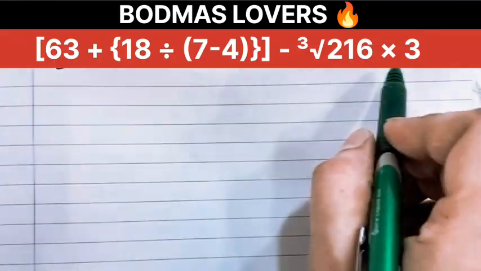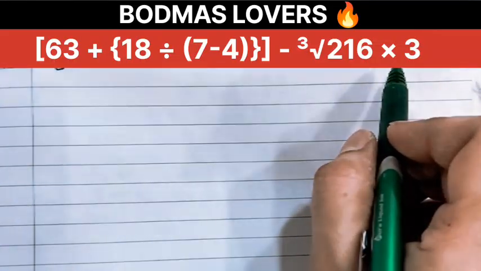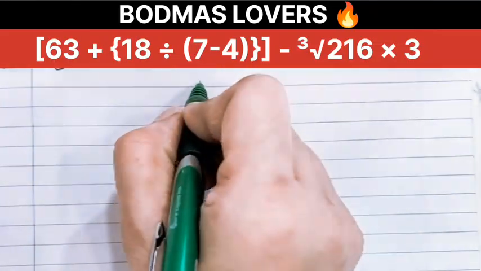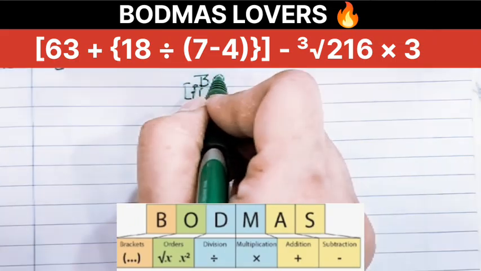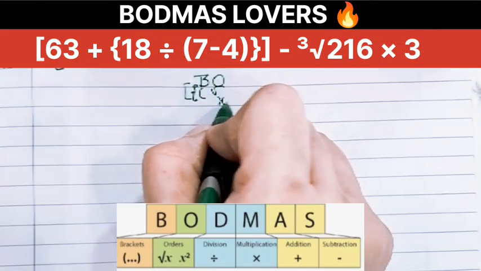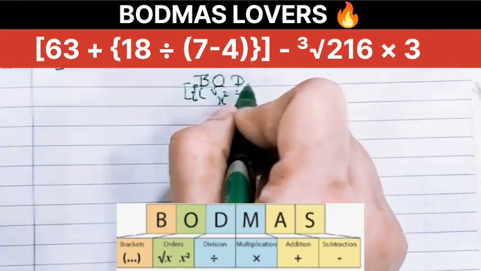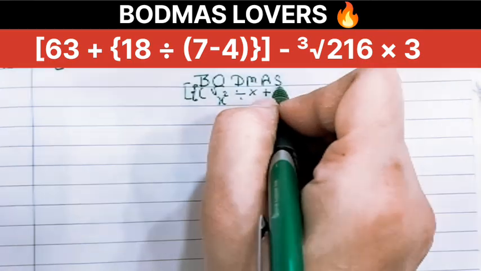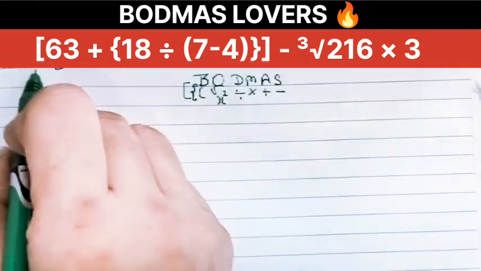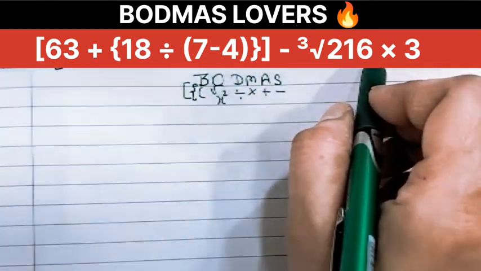Hello friends, now here is the step-by-step simplification of this math problem by using the PEMDAS rule. The rule says first we solve brackets: small brackets, curly brackets, then square brackets. O stands for order, where we solve roots and exponents. D stands for division, M stands for multiplication, A stands for addition, S stands for subtraction. Now according to this sequence, we'll break down this expression step by step.